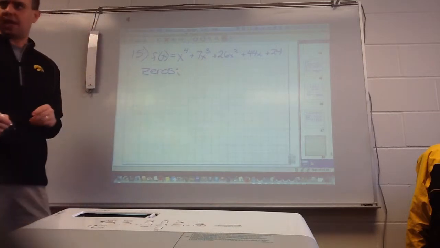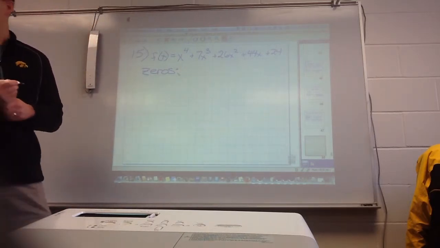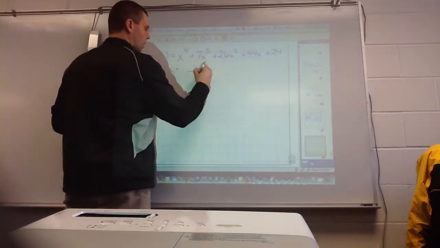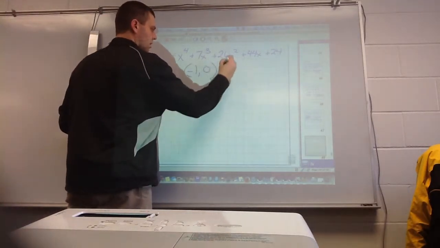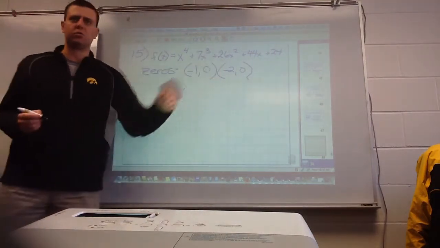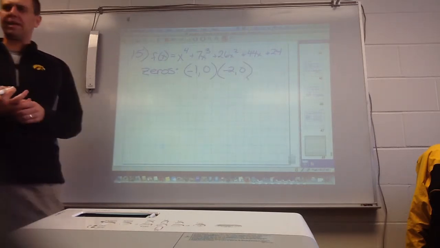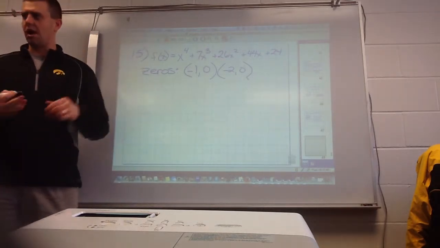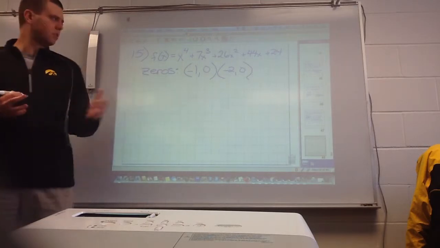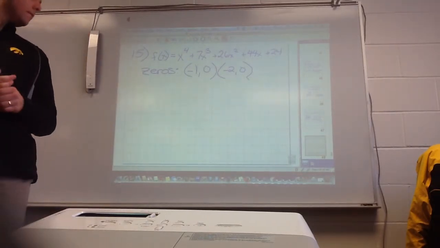Negative 1, negative 2. Negative 1 and negative 2? Yep. You guys remember this? Okay, so negative 1, 0, and negative 2, 0. If I really want to write them as coordinates, I'd write them this way, right? I'm fine with just making a list, all right? But truly as coordinates, that's what they are, okay?